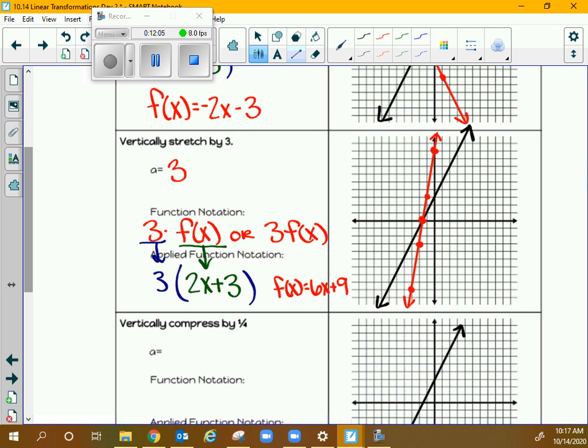Because remember yesterday when we were talking about reflection, the slope changes signs. Well, if you change the sign, what are you doing to it? Multiplying by negative 1. So negative 1. Is it down 6? Yeah, down 6. Down 6, left 1.